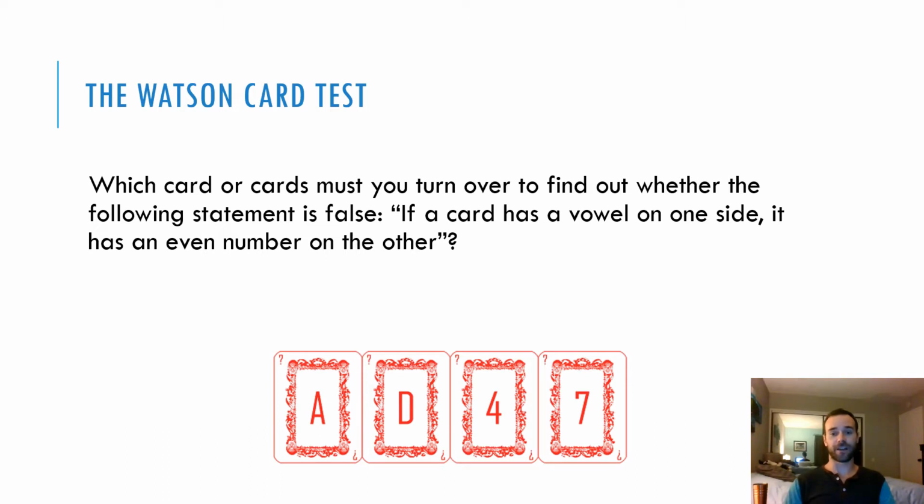If a card has a vowel on one side, it has an even number on the other. So in order to verify this statement, in order to determine whether or not this statement is true or false, which card or cards do we have to turn over in order to make sure we know that if a card has a vowel on one side, then it has an even number on the other?